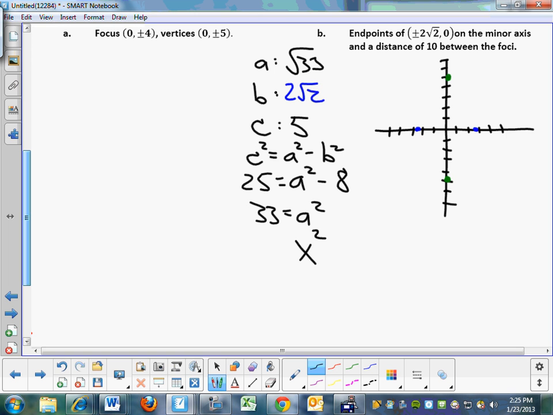So I'm going to write my equation. So it looks like A squared is 33 and B squared is 8. Which one does the 33 go underneath? The Y. Because the minor axis is along the X. So the 8 goes underneath here. Any questions on that? See how I kind of problem solved that, figured that out?